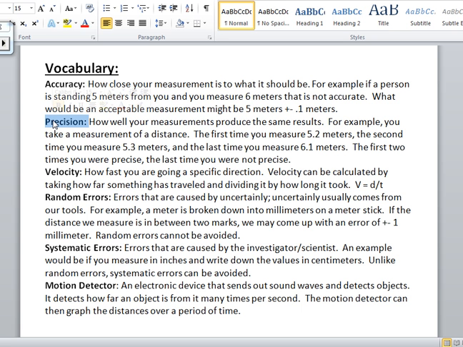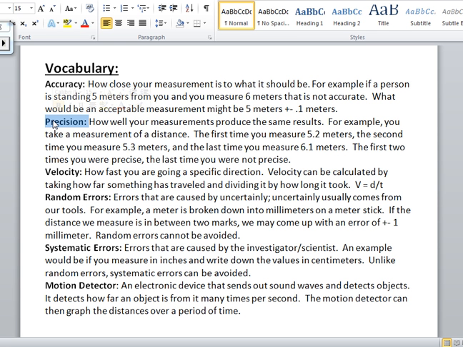So, for example, let's say you measure that football field again. The first time you measured it was 100.5. The second time you measure it's 100.2. That would mean that you actually have pretty precise measurements. All right, they're pretty close to each other.